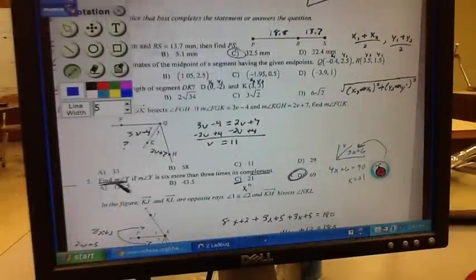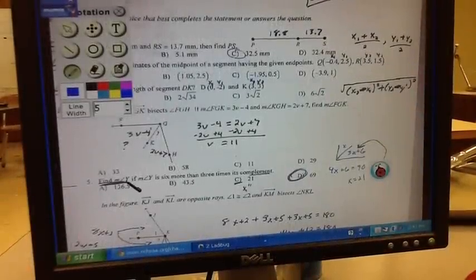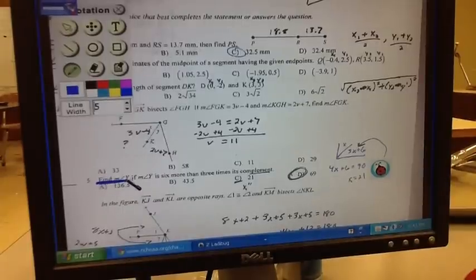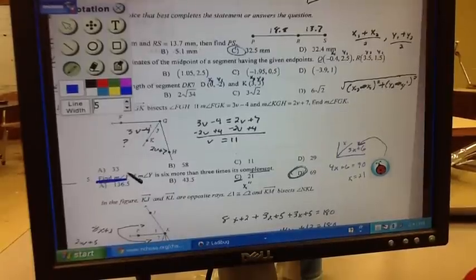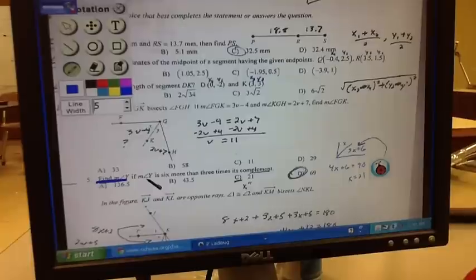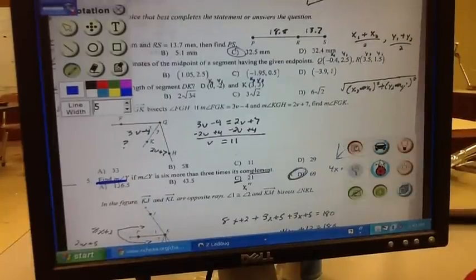Alright, looking at number 5. Number 5 says find angle W. I even noticed how I wrote, it's kind of scribbled through it. Make sure you find W. I'm sorry, Y. Thank you, Ms. Dell. Finding Y. I went ahead and drew.